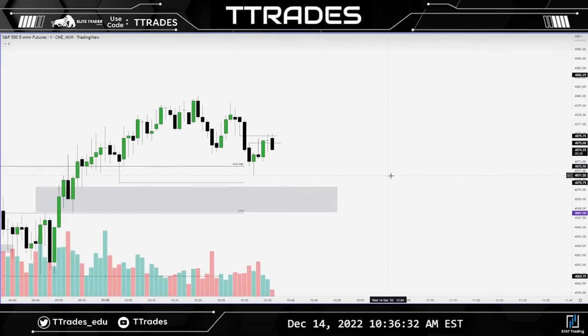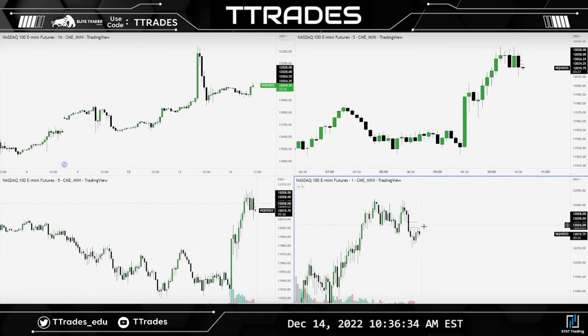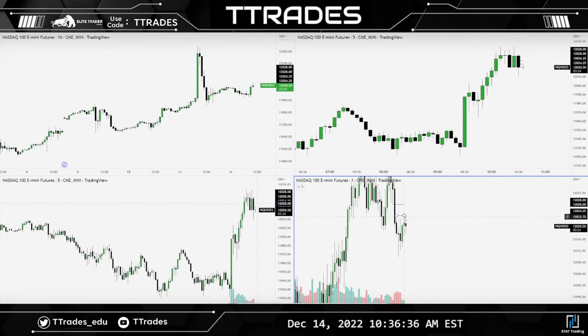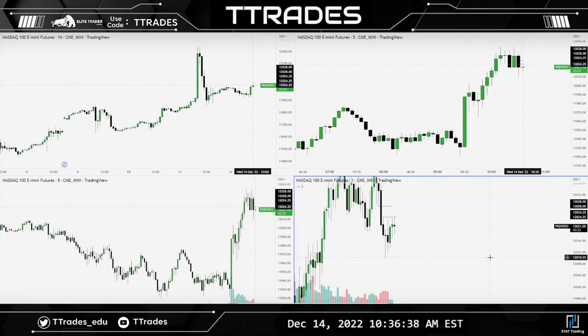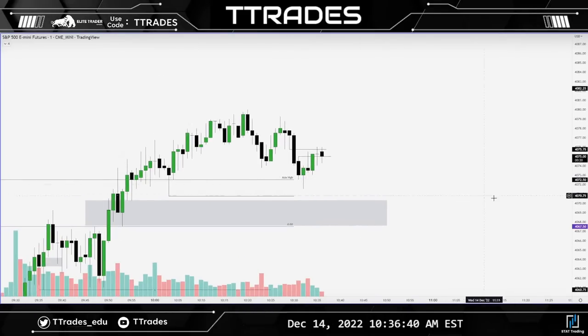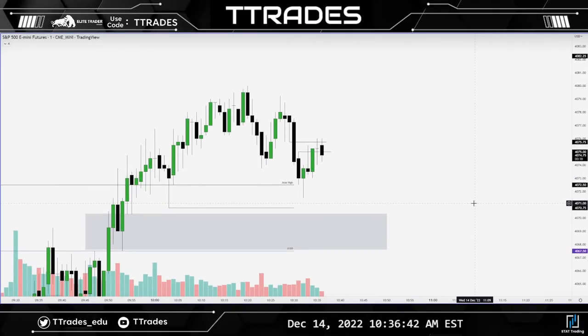So, yes, NASDAQ should have reached up into here. I just tapped it. But I don't know all the Enigma stuff or whatever. I think I'd rather spend my time just watching price action and backtesting than going and trying to dig deep into something that I don't even know is there.